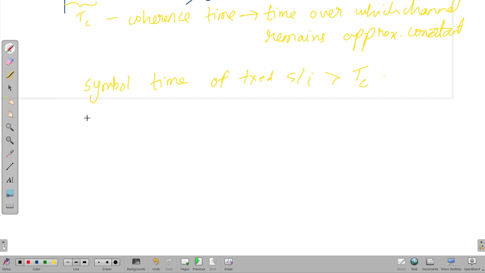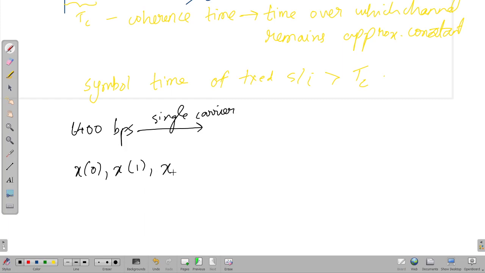Let's take the previous example. Let's say you have 6,400 bits per second, and suppose you are using a single carrier. So you have a number of symbols, x of 0, x of 1, x of 2, etc. If you are using a single carrier, then every symbol goes through the whole bandwidth. Every symbol consumes the whole bandwidth.